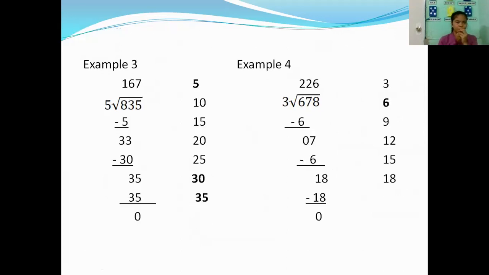So example number 3, we have here 835 divided by 5. So our dividend is 835 and our divisor is 5. So first, let us list the multiples of 5 here. I give here an example of the multiples of 5: 5, 10, 15, 20, 25, 30, and 35. So our first digit here is 8.